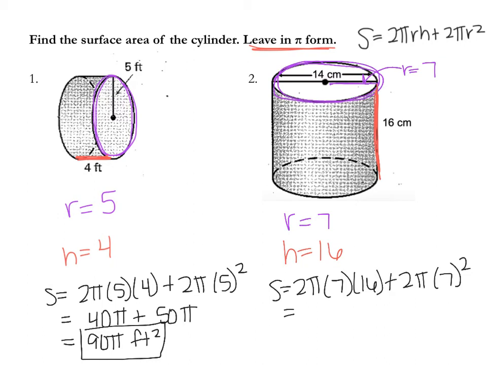So that's going to be 2 times 7 times 16 first. Just don't type the pi in your calculator. That's 224 pi plus 49 times 2 is 98 pi. And then we can add those together. We get 322 pi centimeters squared.